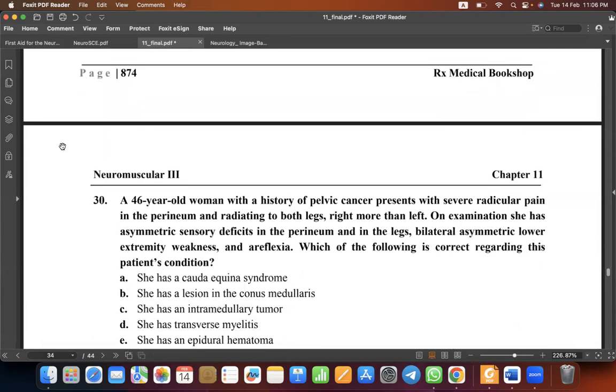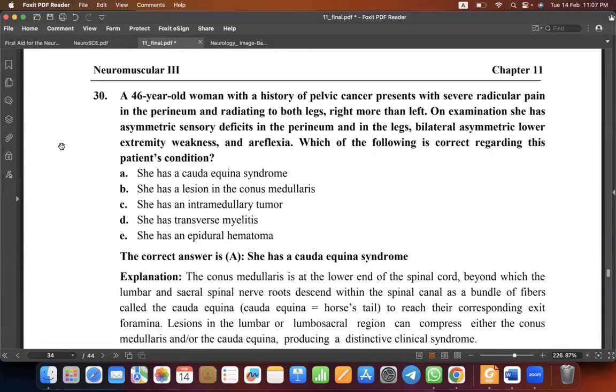Now, a patient having pelvic cancer, severe radicular pain in the perineum radiating to both legs, with asymmetrical presentation. So severe radicular pain, asymmetrical sensory deficit, areflexia. I guess there is no bowel or bladder involvement. There's some sensory deficit in the perineum as well. So I guess it's most likely to involve the cauda equina, most likely to cause cauda equina syndrome.